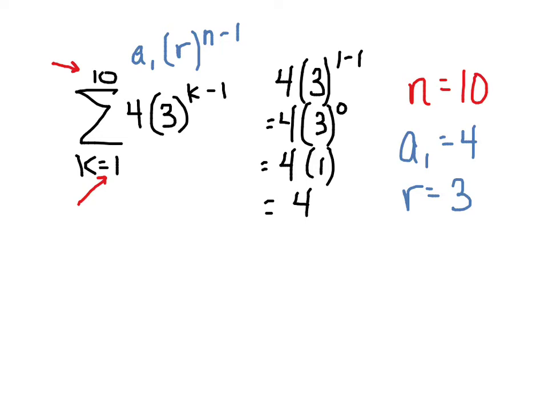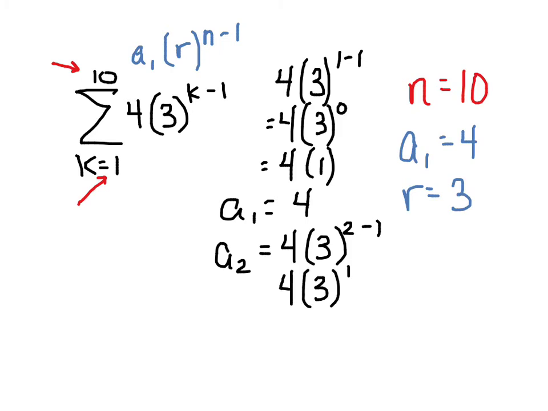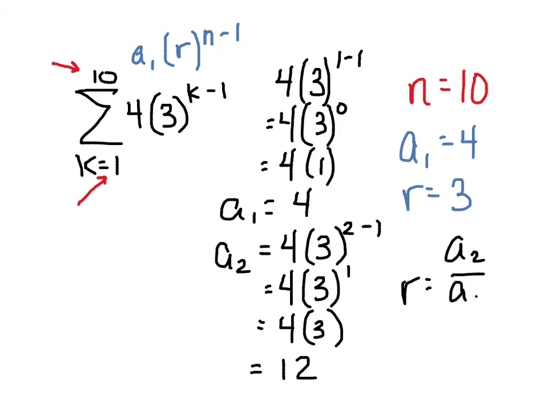Now to figure out a ratio, you might want to have the second term. So in order to get the second term, you'd put 2 in there. 4 times 3 to the 2 minus 1. 2 minus 1 is 1. 3 to the first power is 3. And 4 times 3 is 12. And then to find the ratio, you could take the second term divided by the first term, or in this case 12 divided by 4, which again is 3.